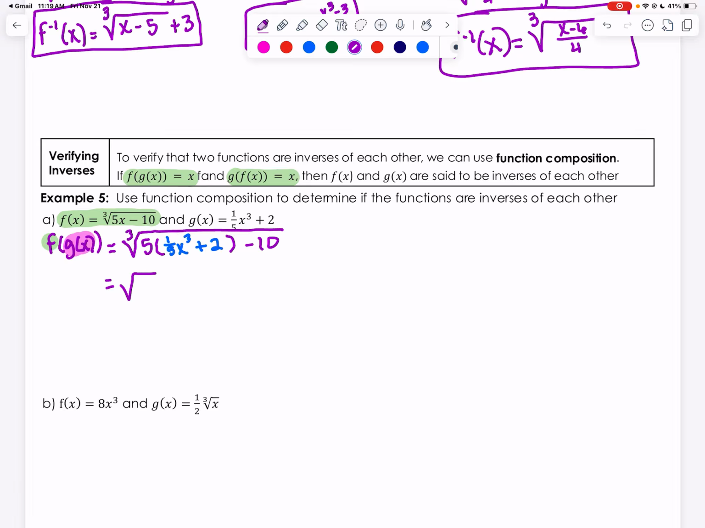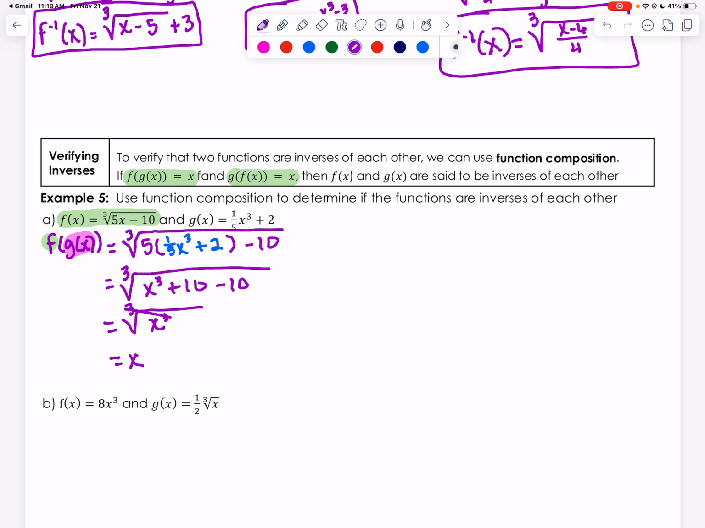So this would be cube root. Now we need to distribute the 5. 5 times 1/5 x cubed is 1 x cubed. 5 times 2 is positive 10, and then we have minus 10. Now, if we simplify that, that would give us the cube root of x cubed. Now, what is the cube root of x cubed? Well, the cube root and cubes undo each other, so this is equal to x.